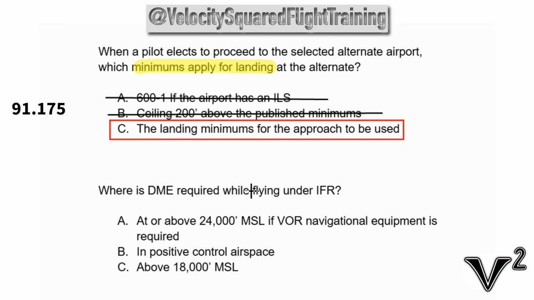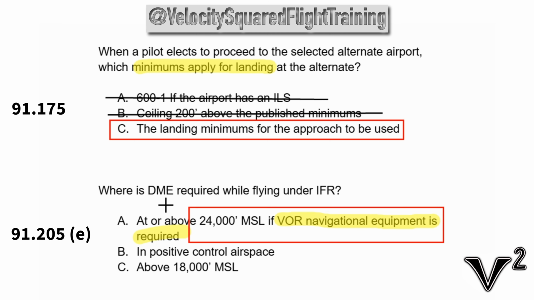All right, next up: where is DME required while flying under IFR? This gets lost in the sauce a little bit, because nowadays we have GPS on our planes, and GPS gives us distances. We don't need DME, so this is something you just have to know. But 91.205 has the answer for this one. It says if your VOR navigation equipment is required, then the rule is at or above 24,000 feet MSL.